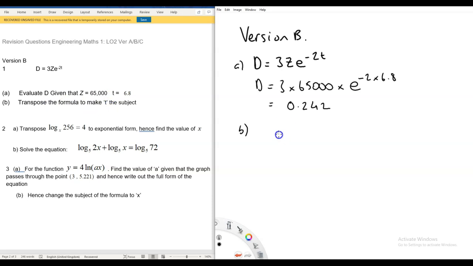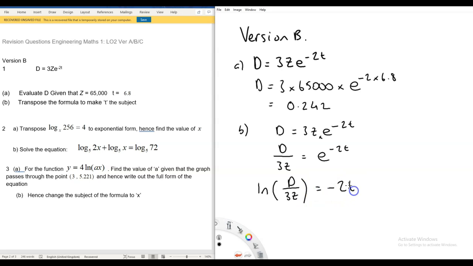Part B, transpose to make t the subject. So t equals 3z e to the minus 2t. So get small t alone. So 3 and z look like two things, but they are in fact one thing. So we can go straight under 3z times e. So 3z was a times, it's now a divide. E now has nothing to its left, so E goes across, turns into ln, and it ln's everything that was hanging about there. Minus 2t falls down, becomes big. We need to get t alone, so the minus 2 is to go across.